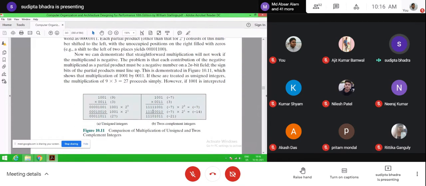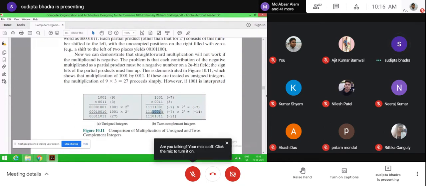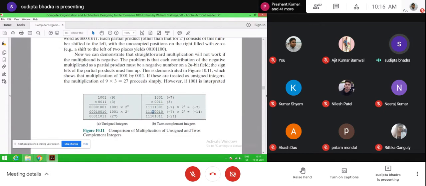Here you see minus 7, 1001 is shifted, then the multiplicand's MSB bit. As it is negative, it is the representation of a negative number. So this one is extended up to the MSB bit of the 8-bit number to make it a negative number equivalent to minus 14.